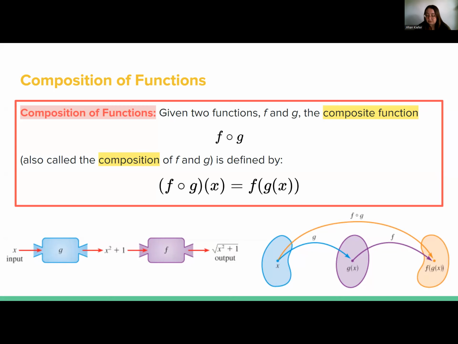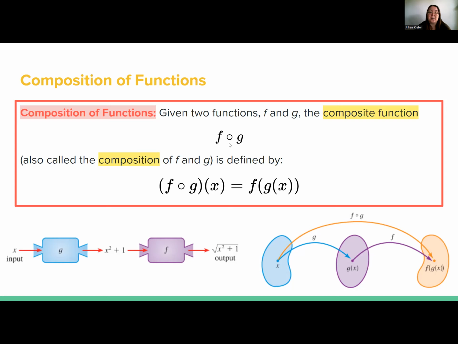So with the composition of functions, we say given two functions, f and g, the composite function looks like what we have here, f of g. So we have this circle in here, and that circle represents the word of.